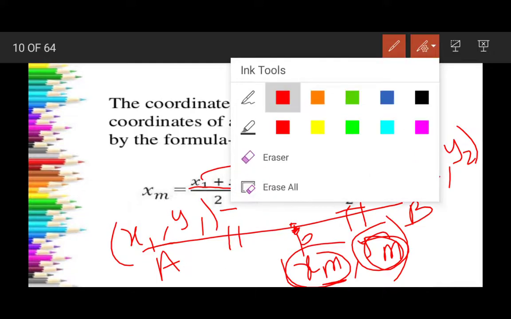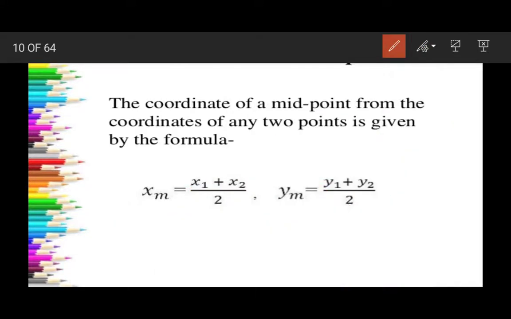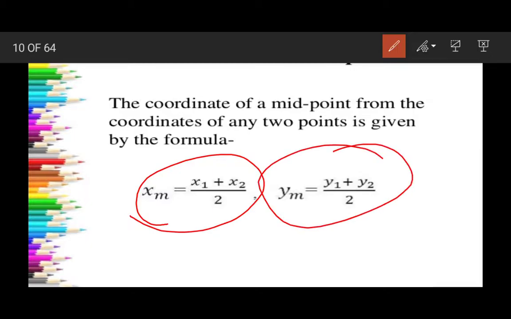So if there are two points (x1, y1) and (x2, y2), then we can find the midpoint of these two points using the midpoint formula. The midpoint formula says that the x coordinate will be (x1 plus x2) upon 2 and the y coordinate will be (y1 plus y2) upon 2.